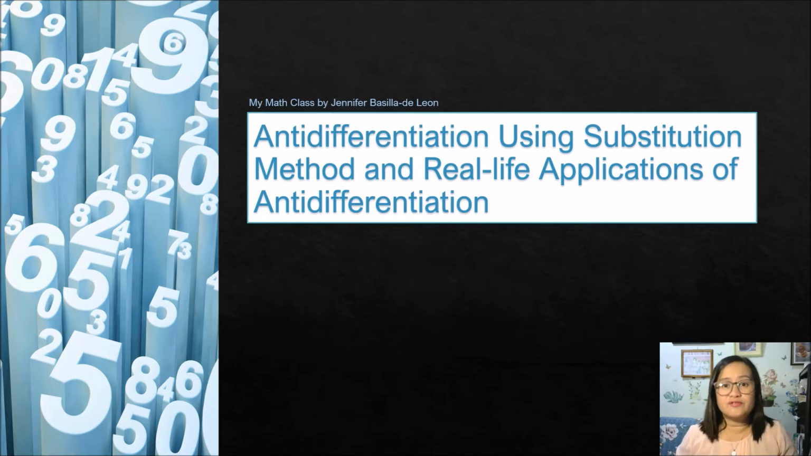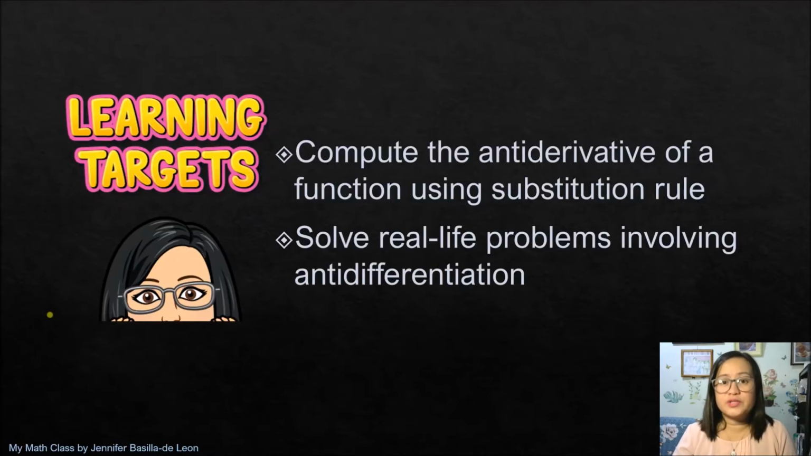Today, we shall focus on finding the antiderivative of a function using the substitution method. Furthermore, we shall also be tackling how to apply the concept of antidifferentiation in solving real-life problems. Specifically, we would like to target the following learning competencies. Compute the antiderivative of a function using the substitution rule and solve real-life problems involving antidifferentiation.